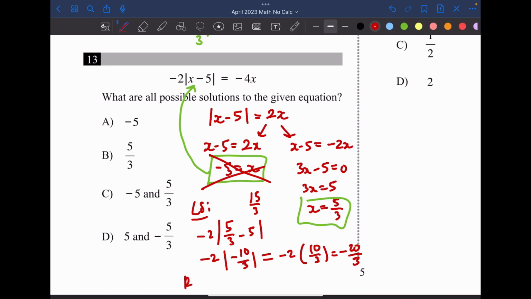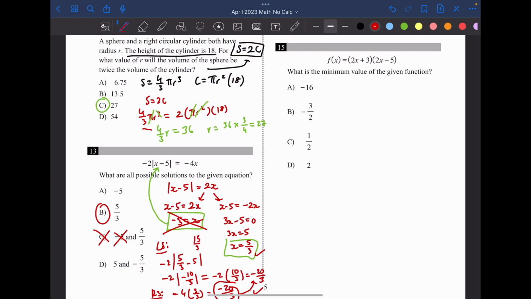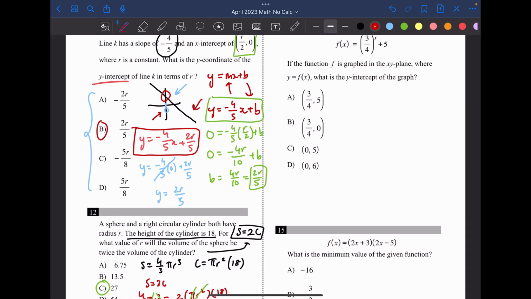So that's the left side. The right side, you would have -4 times 5 over 3. And -4 times 5 is -20, and the denominator stays the same. So is -20 over 3 the same as -20 over 3? Yes. So this is a correct solution. That means the answer is only B and not C, because -5 is not a solution. So that's a bit of a trick question, but you might see it on an SAT because it's full of trick questions.